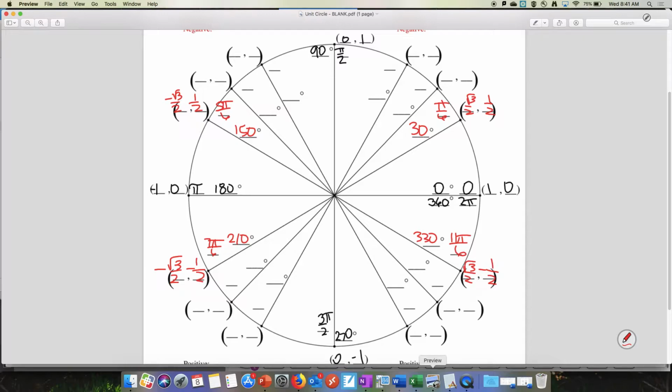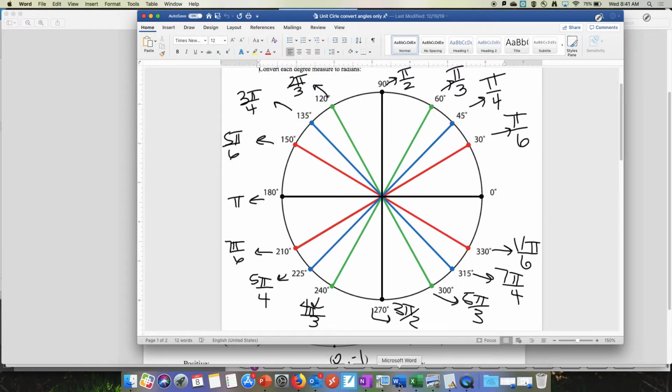Okay, cool. What I'd like you to do now is go to your green lines. I want you to highlight the green angles and fill those in with the degrees and radians. Fill in the degrees and radians of the green and take turns highlighting those lines.